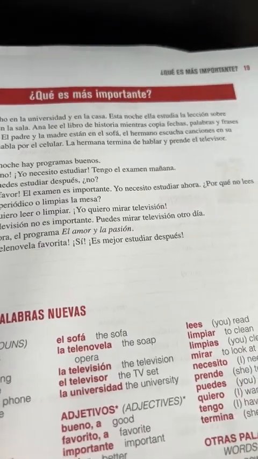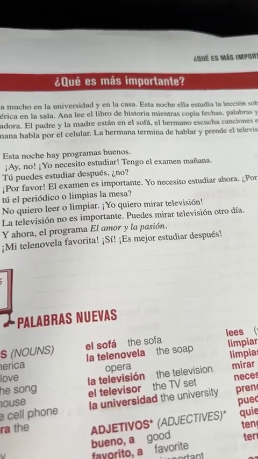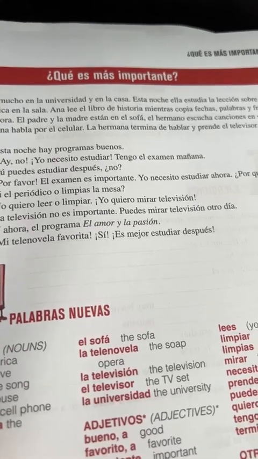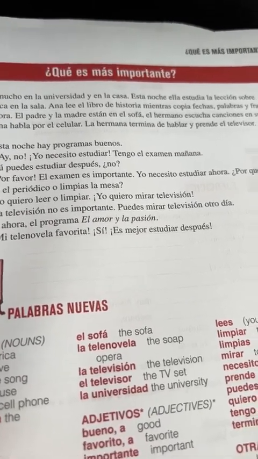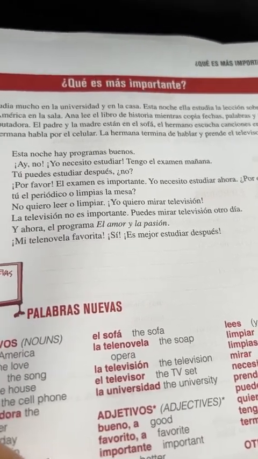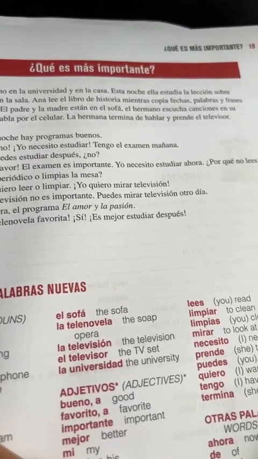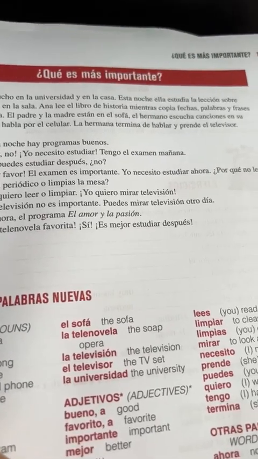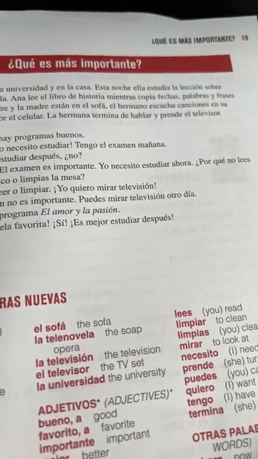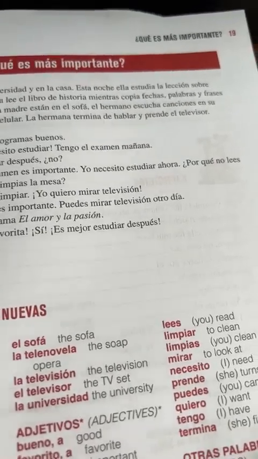Hermana: Esta noche hay programas buenos. Ana: Ay no, yo necesito estudiar, tengo el examen mañana. Hermana: Tú puedes estudiar después, ¿no? Por favor. Ana: El examen es importante. Yo necesito estudiar ahora, porque no lees tú el periódico o limpias la mesa. Hermana: No quiero leer o limpiar, yo quiero mirar televisión. Ana: La televisión no es importante. Puedes mirar televisión otro día. Hermana: Y ahora el programa El amor y la pasión. Mi telenovela favorita. Ana: Sí, es mejor estudiar después.